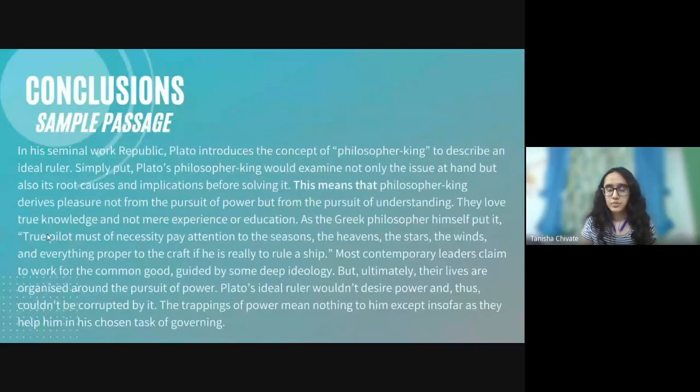So what do you exactly do? Now, I understand that what I can get from the first reading is Plato talks about something called philosopher king, and he talks something about power and understanding. So if you look over here, there's a keyword. This means that philosopher king derives pleasure not from the pursuit of power, but from pursuit of understanding. So I can assume that this is basically why the author wrote this passage, to show that this concept of Plato talks about understanding and not power.